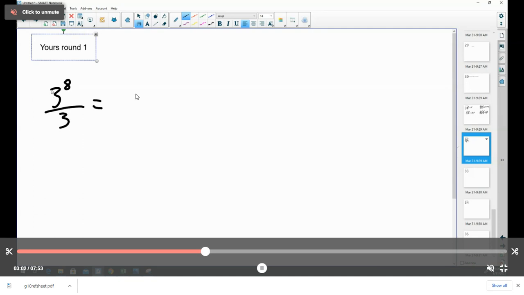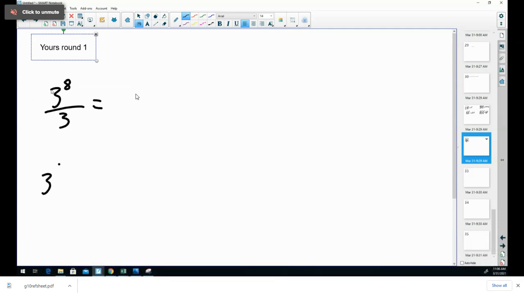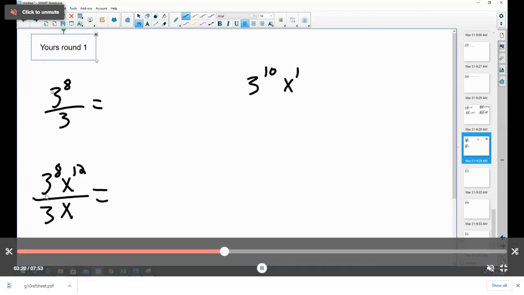Now here are yours. We have 3 to the 8th over 3, 3 to the 8th, x to the 12th over 3x. And remember to keep the same bases. Like when you do the 3's here, I keep the 3 as a base. When you do the x's here, keep the x as a base.